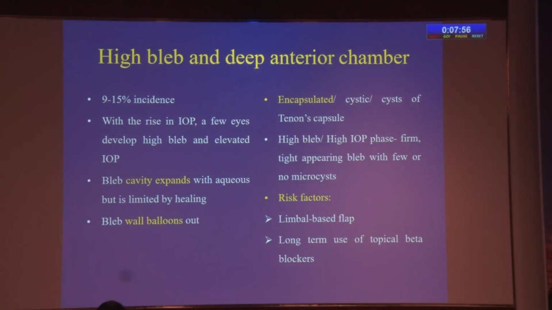The bleb cavity expands with aqueous but is limited by healing. The bleb wall balloons out. Encapsulated cystic bleb, a Tenon's capsule cyst: high bleb, high intraocular pressure phase, a firm, tight-appearing bleb with few or no microcysts. The risk factors being limbal-based flaps and long-term use of topical beta blockers.